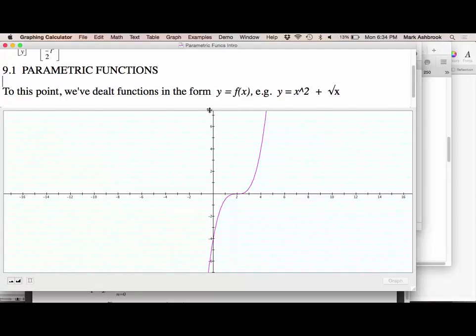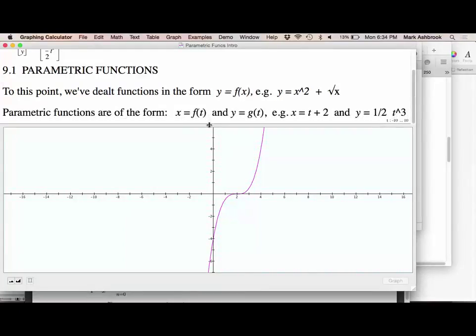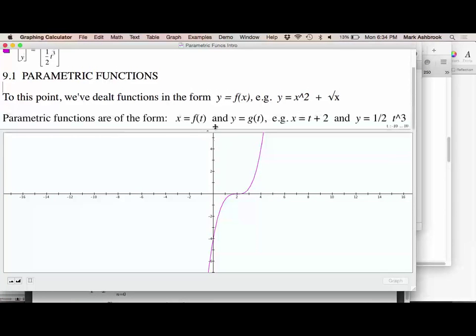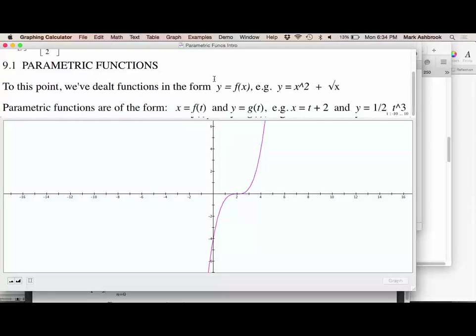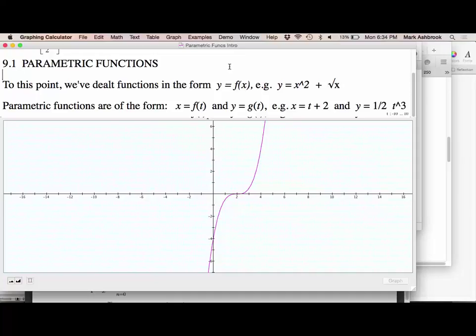Okay, so now we're going to look at another kind of function. Parametric functions. Parametric functions are of the form where both x and y are each individually a function of t. So here's an example. X equals t plus 2, and y equals 1/2 t cubed. So now as t varies, x varies, and as t varies, y varies, and that creates your set of ordered pairs.